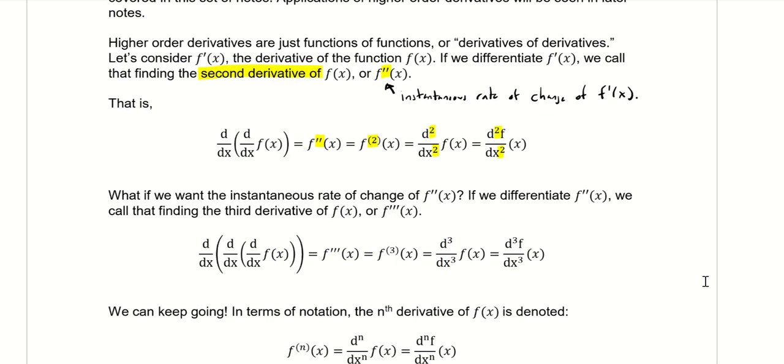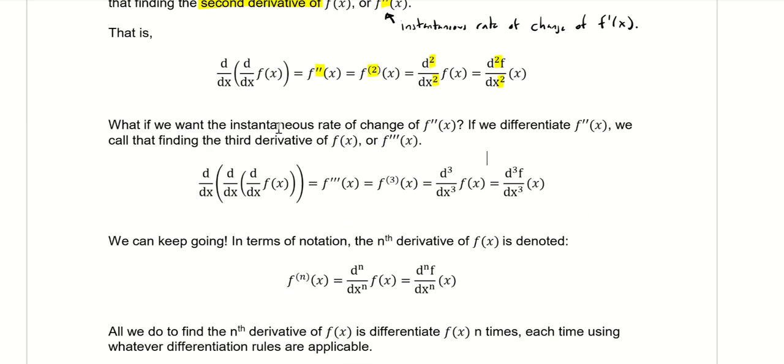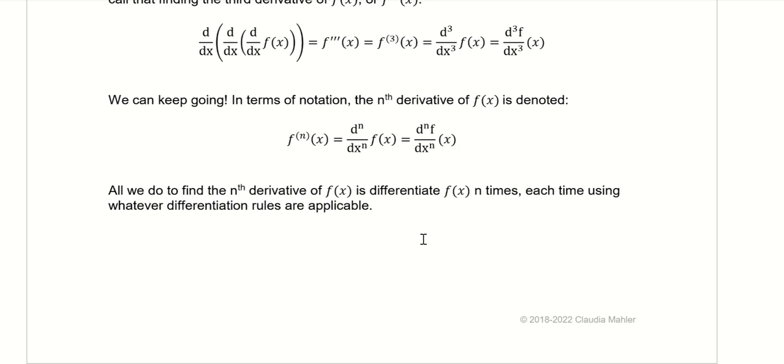And this process carries on as far as you want it to. So if we wanted the instantaneous rate of change of the second derivative, we can differentiate it and get the third derivative. So the instantaneous rate of change of the instantaneous rate of change of the instantaneous rate of change, which again, right now it's like, why? We'll see uses of that later. But basically, if you want to find the nth derivative of a function, you differentiate the original function n times. So basically a lot of busy work right now.